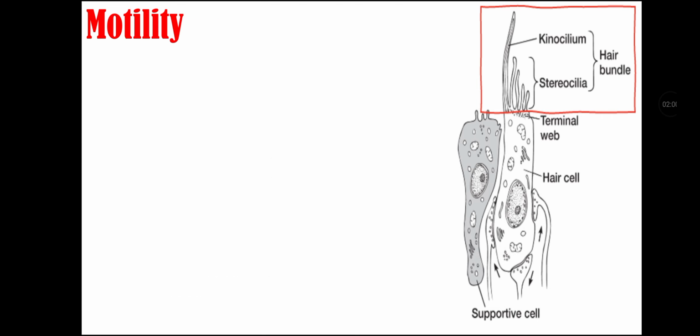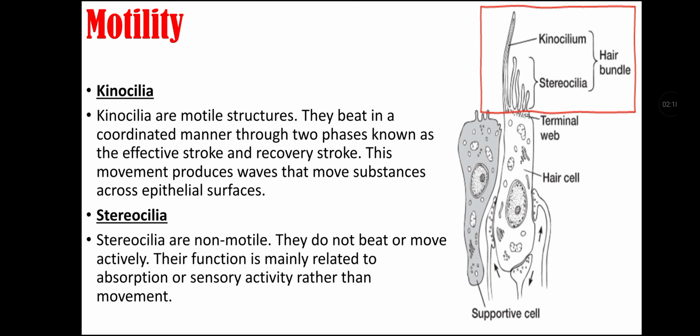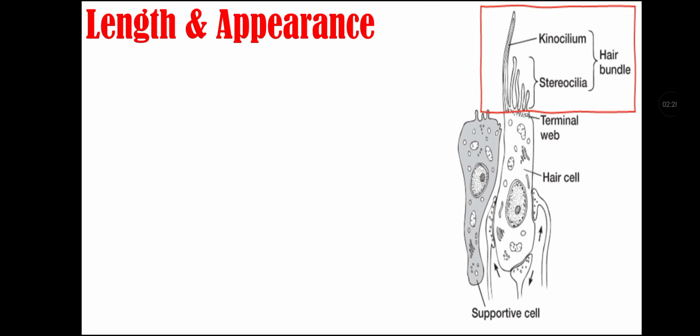Talking about third characteristic, that is motility. Kinocilia are motile structures. They beat in a coordinated manner, through two phases known as the effective stroke and recovery stroke. This movement produces waves that move substances across the epithelial surfaces, while stereocilia are non-motile and they do not beat or move actively. Their function is mainly related to absorption or sensory activity rather than movement.